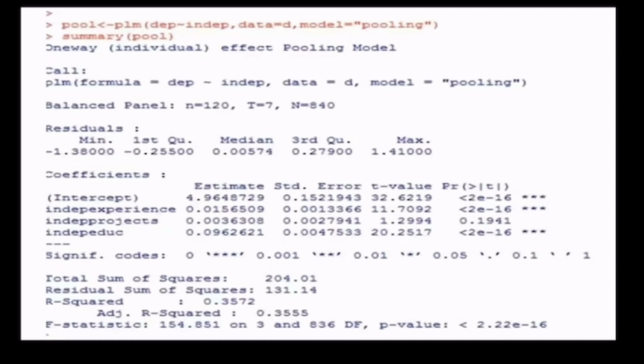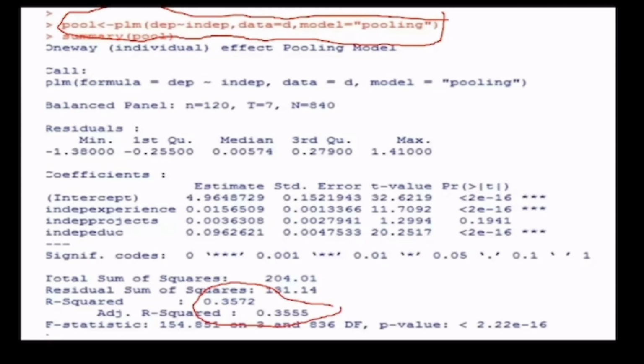Do you see the code? Okay, pooling. When you indicate pooling, that is just using OLS. Even though experience is significant, number of projects is not significant, and years of education is significant, let's pay attention to the R squared and the adjusted R squared. This is using OLS without adjusting for heterogeneity across individuals. The R squared shows the model explains only 35 point something percent.